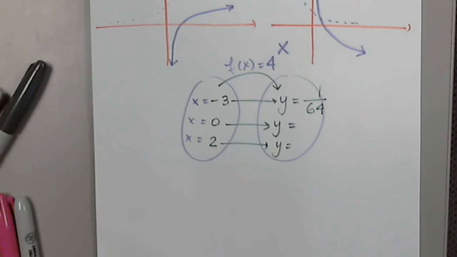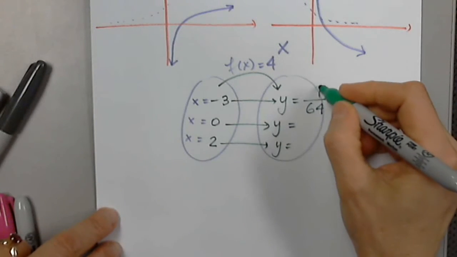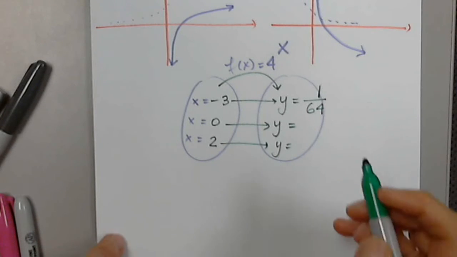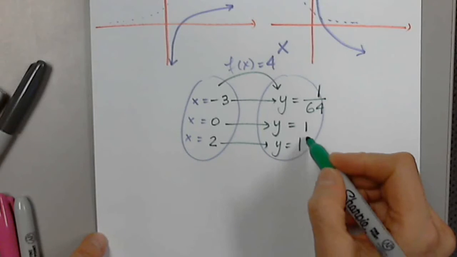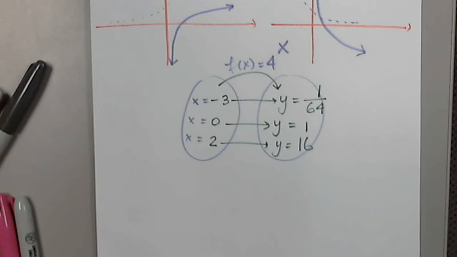Now let's plug in 0. If you have any questions, stop me at any time, please. 1 indeed. And let's plug in 2. 16. Do we accept these three values? Yes? When we plug in -3, it's 4 raised to -3, which is 1/4 to the third, which is 1/64. When I plug in 0, I get 1. When I plug in 2, I get 16.